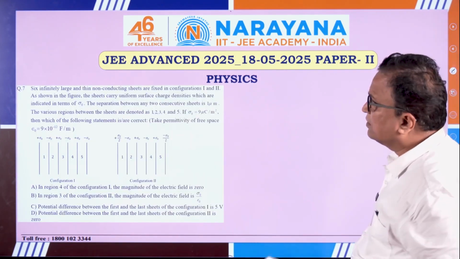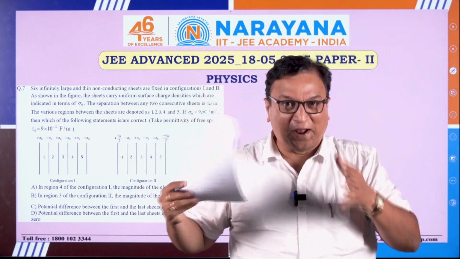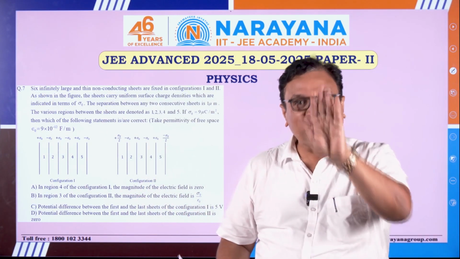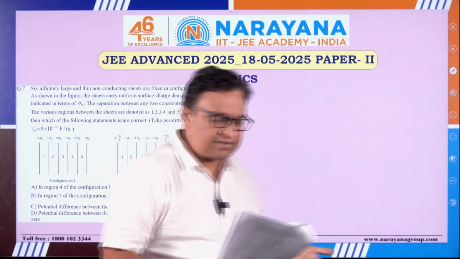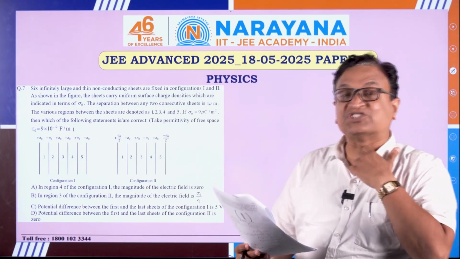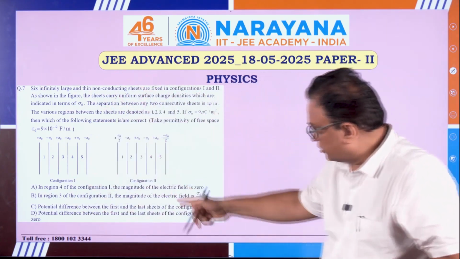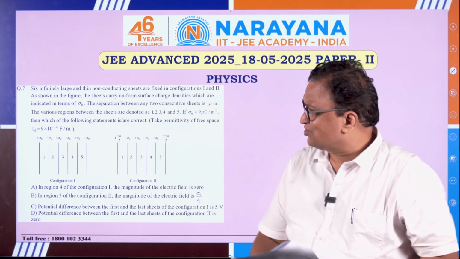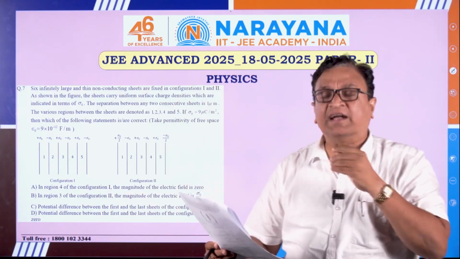And this question is actually a very simple question. But see the size of the question. A lot of plates and all that will make you afraid. But actually, it's a simple question according to me. See how I do this question. Basically, what is the question? You can see 6 infinitely large and thin non-conducting sheets which are fixed in 2 different configurations, configuration 1 and configuration 2. And they have mentioned the charges per unit area and all that. Straight away get into the concept.